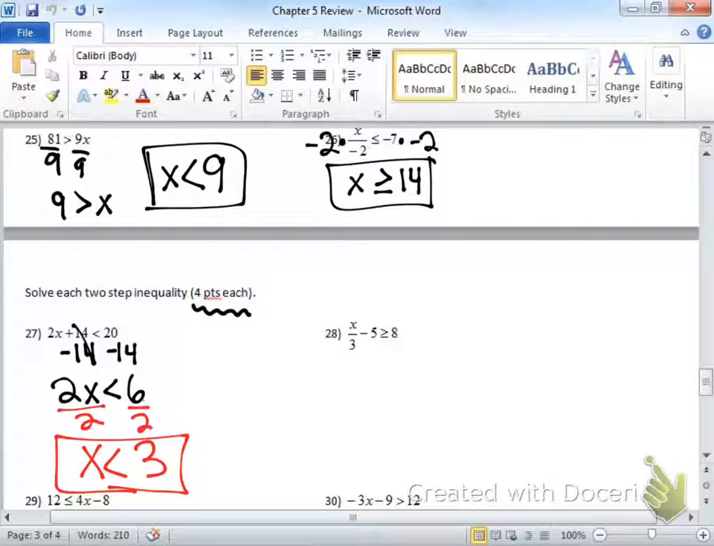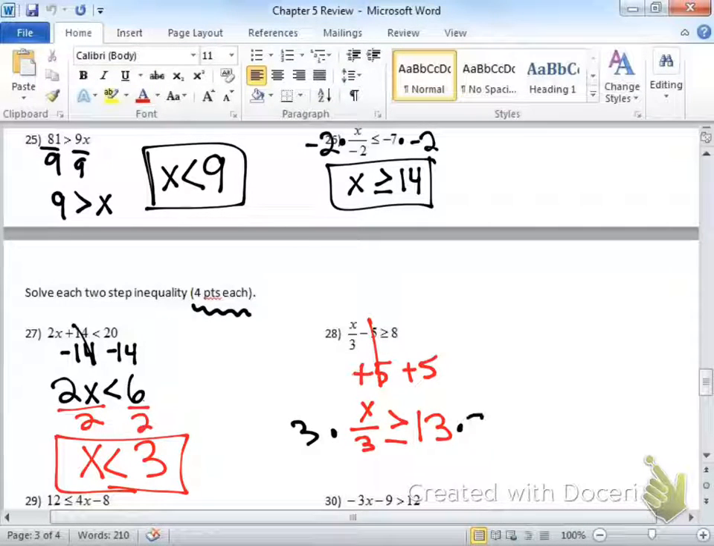Same thing on number 28. You want to undo addition and subtraction first. So to undo subtracting 5, we're going to add 5 to both sides. So x divided by 3 is greater than or equal to 13. Then to undo the division, we're going to multiply. So x is greater than or equal to 39. What are your questions?